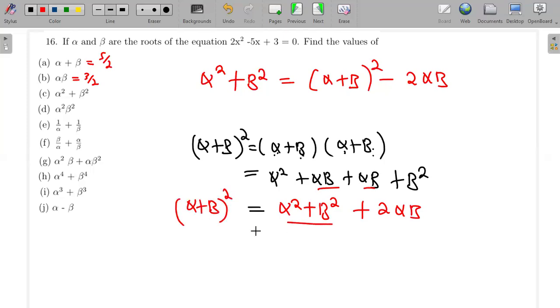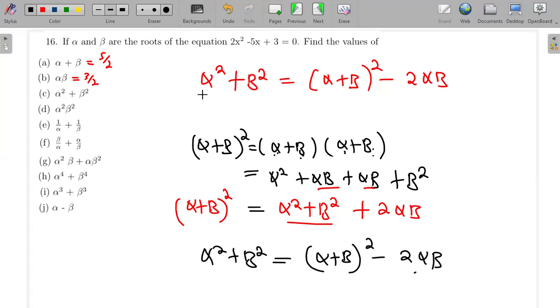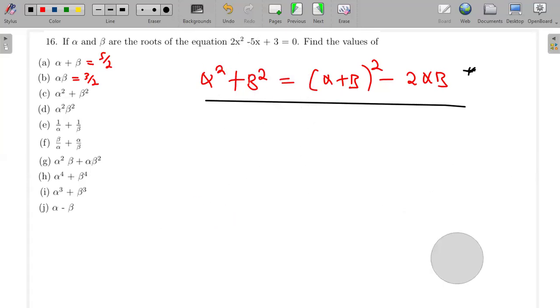If you want to make this the subject, you just move these terms to the other side. So alpha squared plus beta squared is equal to alpha plus beta in brackets, squared, minus 2 alpha beta. This is where this identity comes from, and it is the most common identity when you're talking about the alpha and beta roots.